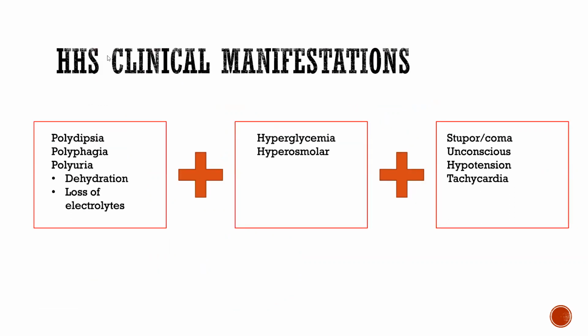HHS is typically a manifestation of type 2 diabetes that's either poorly controlled diabetes or a state resulting from infection. Someone's sick, and they didn't know they had diabetes until these symptoms came on. It's not a fast acting response. It takes a while. It occurs over time, but they have the signs and symptoms: polydipsia, polyphagia, polyuria, right? They're dehydrated. They have a loss of electrolytes. Then they have that hyperglycemia, hyperosmolar state, right?